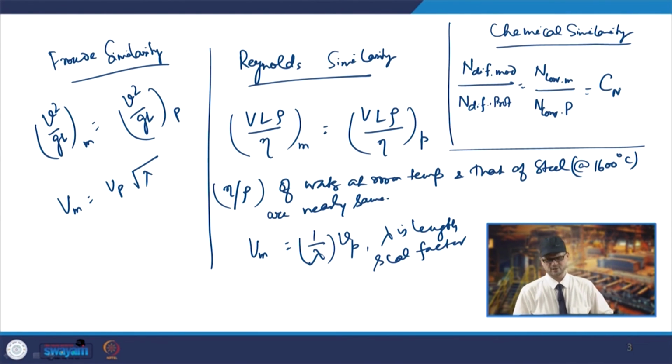These are the different kinds of similarity principles which need to be addressed and must be satisfied when we are talking about physical modeling. Altogether, when we talk about static or dynamic similarity, they are also known as mechanical similarity. Many a times we talk about mechanical similarity as a whole.